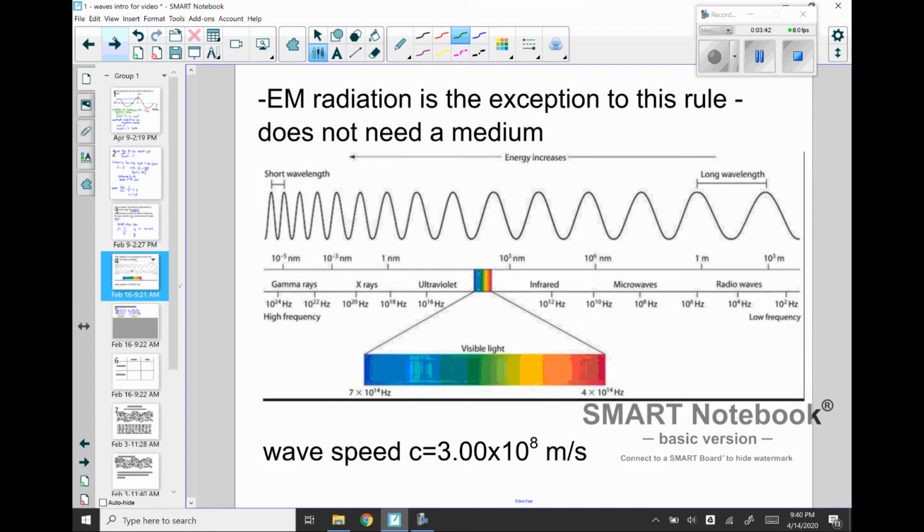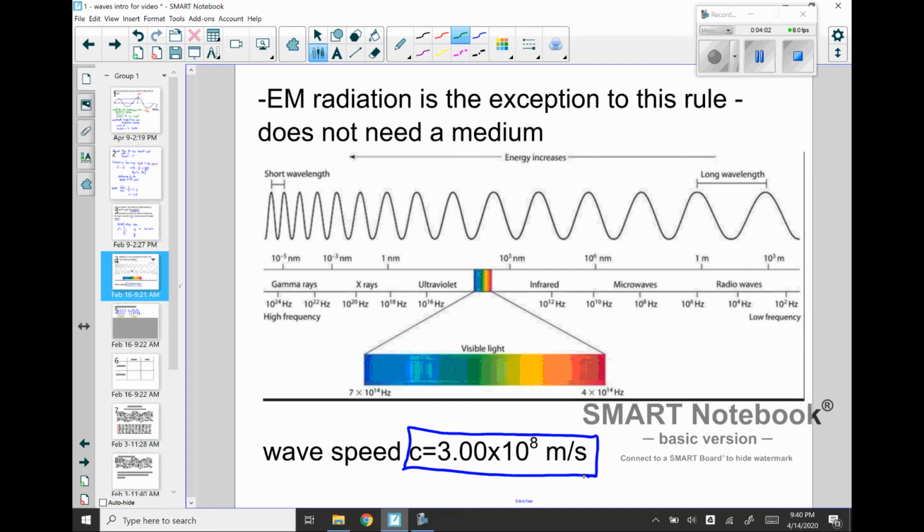So there is no medium for electromagnetic radiation, and it has a set speed. And because this is a particularly important quantity in physics, it gets its own symbol of a lowercase c. c equals 3 by 10 to the 8 meters per second. I highly recommend that you memorize this number because it will come up a lot.